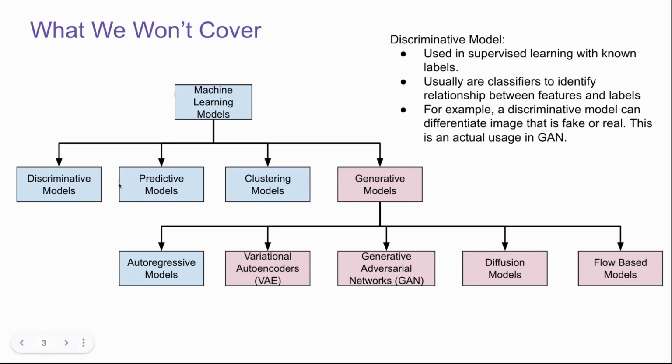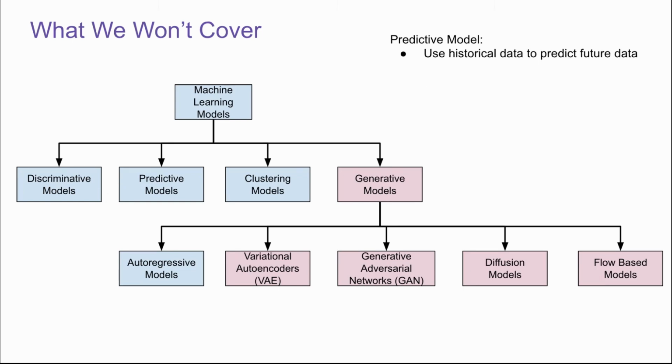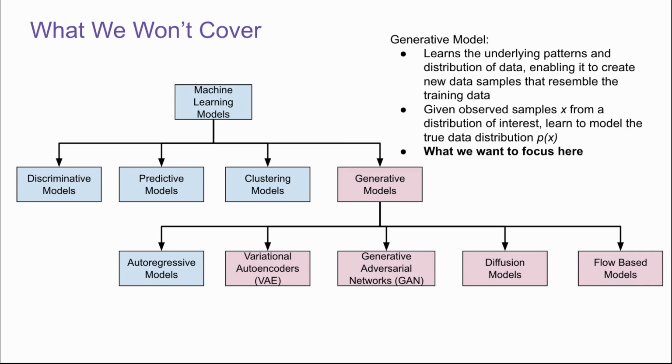So the categories here are not exclusive. It's possible that some of the models are used in the other ones. A predictive model uses historical data to predict future data. A clustering model is used in unsupervised learning to group a dataset into clusters based on similarity. A generative model learns the underlying patterns and distribution of data from the observed dataset. This enables us to create new data samples that resemble the training data. So given observed samples X from a distribution of interest, we want to learn to model the true data distribution. This is what we want to focus on here.